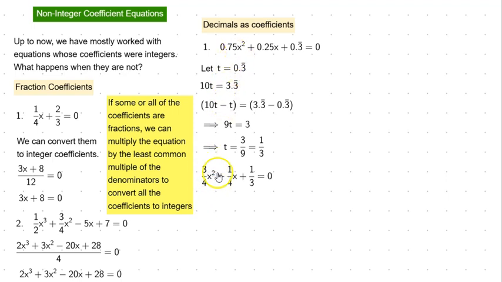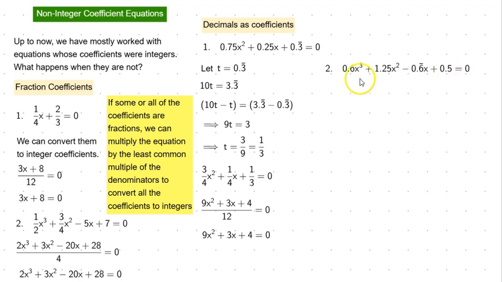So our equation becomes what? 0.75 we know is 3 by 4 x square. Otherwise, you can just divide it by 100 and simplify to get 3 by 4. Similarly, 0.25 is 1 by 4. So 3 by 4 x square plus 1 by 4 x plus 1 by 3 equal to 0. And now we have got the fraction coefficients, which can be converted into integer coefficients. (9x square plus 3x plus 4) divided by 12 equal to 0. So 9x square plus 3x plus 4 equal to 0.